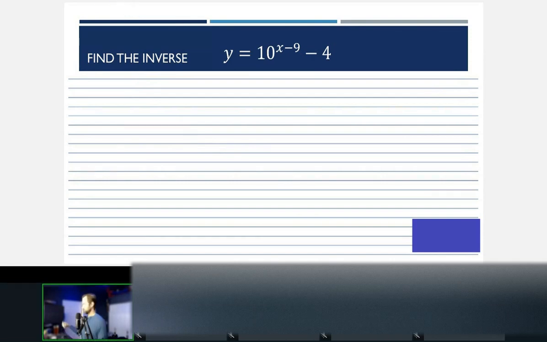So on your paper, let's rewrite it as x equals 10 to the y minus 9 power and then minus 4. Okay, so I rewrote it with x and y switched. Now what do I do? Yeah, then add 4. So let's go ahead and do that. So we're going to have x minus 4 equals 10 to the y minus 9. All right, now what?